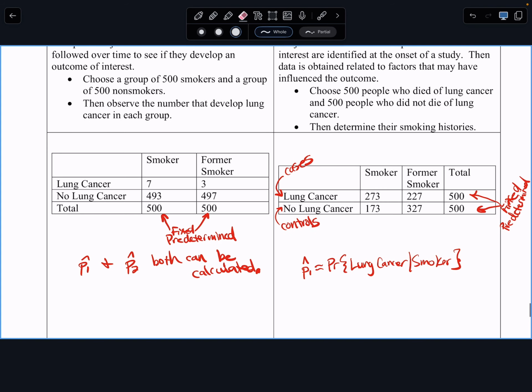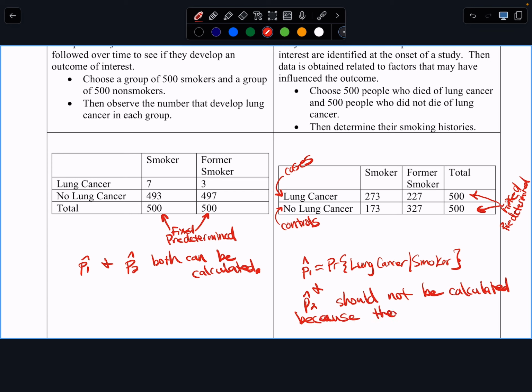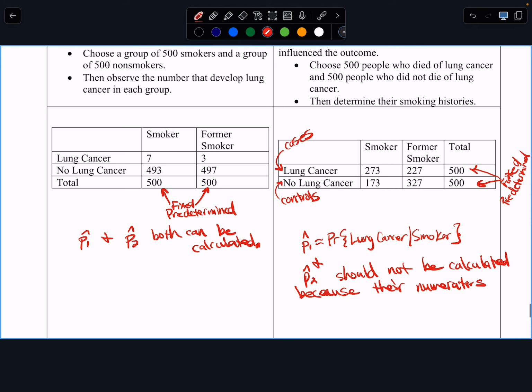So both P1 hat and P2 hat should not be calculated because their numerators aren't free to be fully estimated.